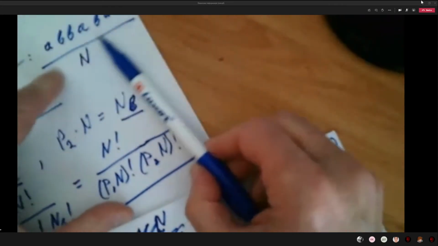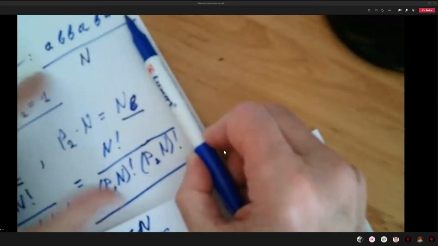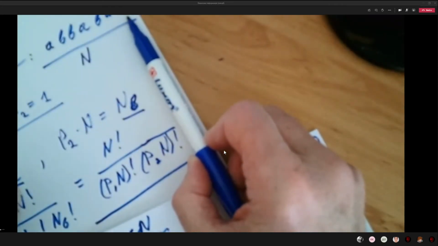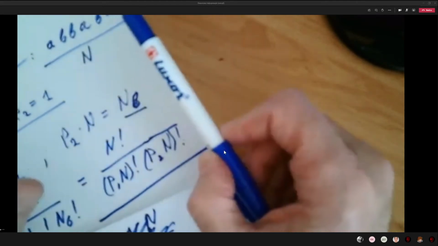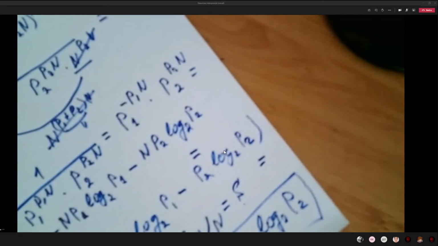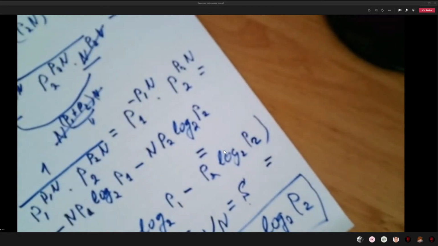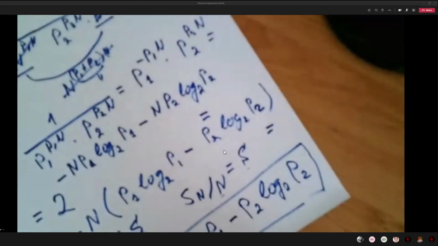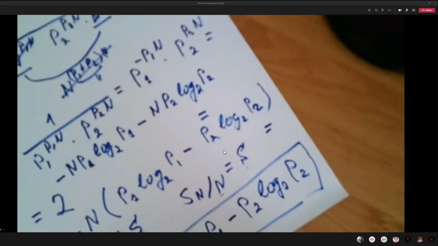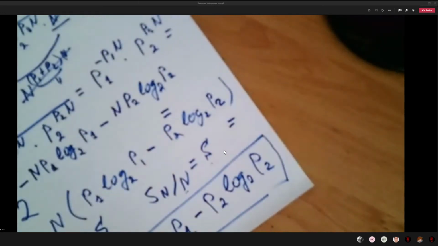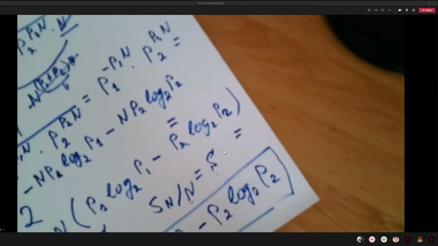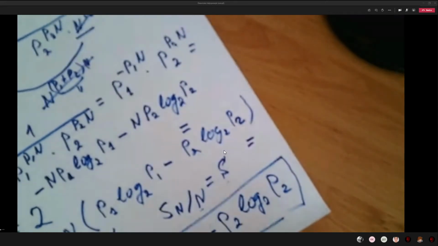So this message can code some information, and the number of these different messages is related to the amount of information which can be written in this message. So Shannon entropy is just the formula which is the definition of Shannon entropy.